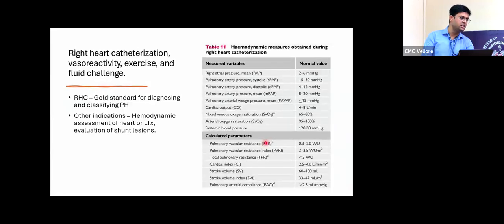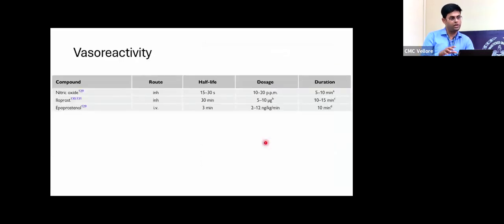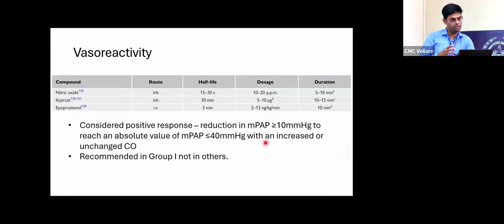So what is vasoreactivity? A certain group of patients in class 1, or a very small number of patients in other groups, are reactive. That means the pulmonary pressure drops to a significant level when they are given certain drugs like nitric oxide, iloprost, or epoprostenol. These are the approved drugs for this, but we routinely do it in our practice with 100% oxygen for 10 minutes for vasoreactivity. A patient is considered positive for vasoreactive response when there is a reduction of mean pulmonary artery pressure of more than 10 millimeters of mercury to reach an absolute value of less than 40 millimeters of mercury with an increased or unchanged cardiac output.